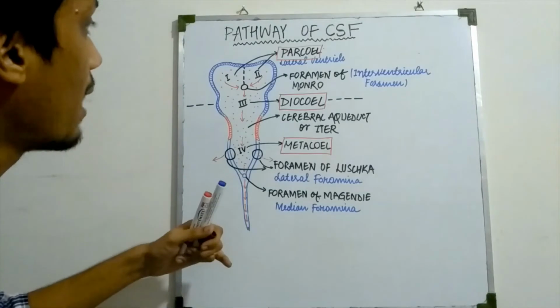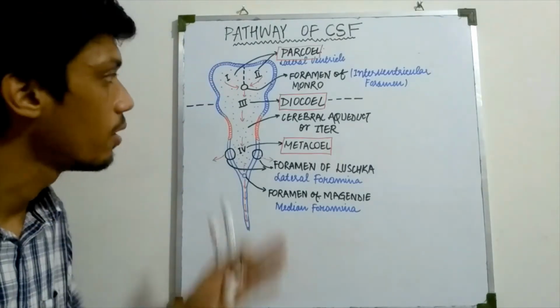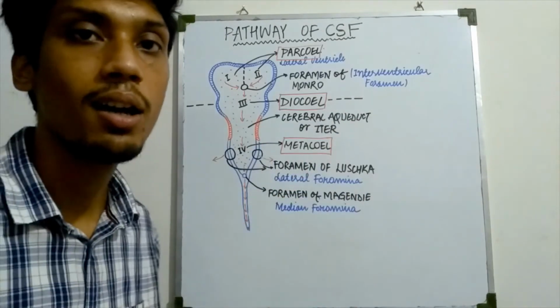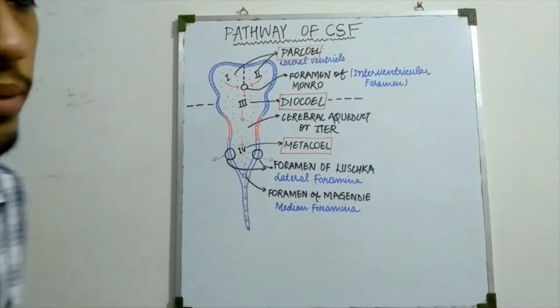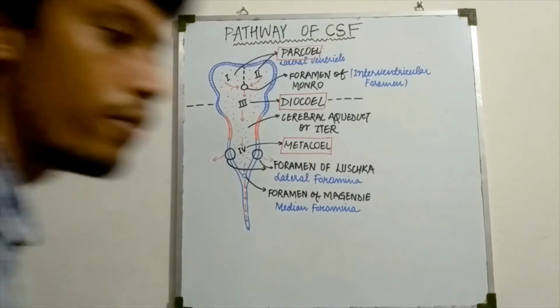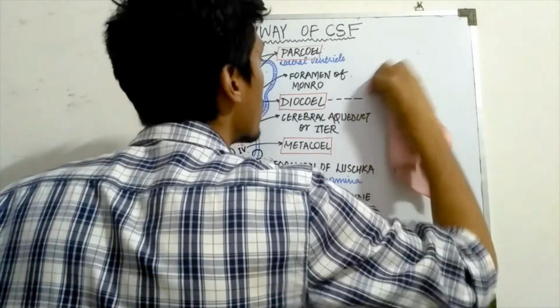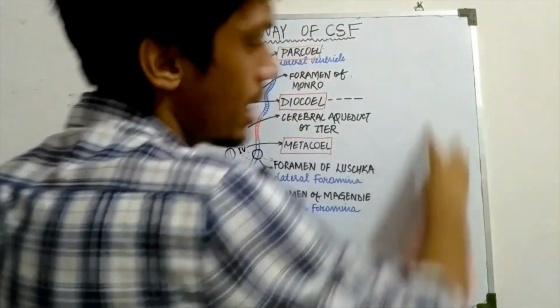So this was the pathway of CSF in your brain. Look at this, and then I'll make a flow chart of how this CSF is flowing. So now we'll see the flow chart. I'll remove this, and I'll make the flow chart over here.